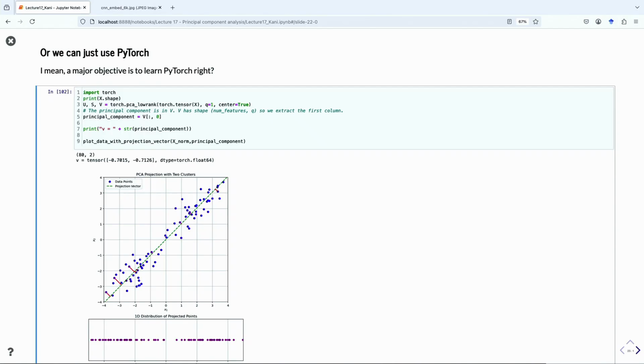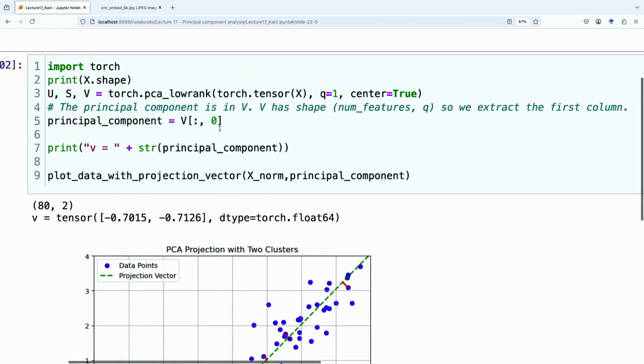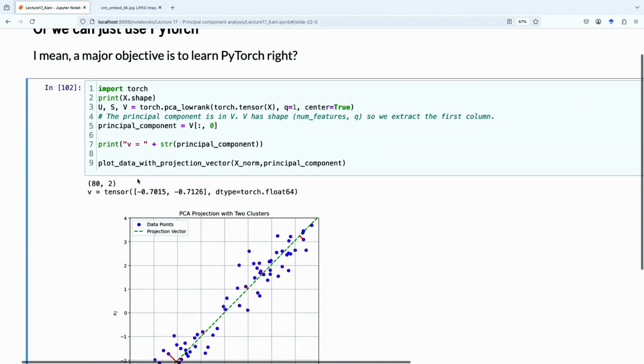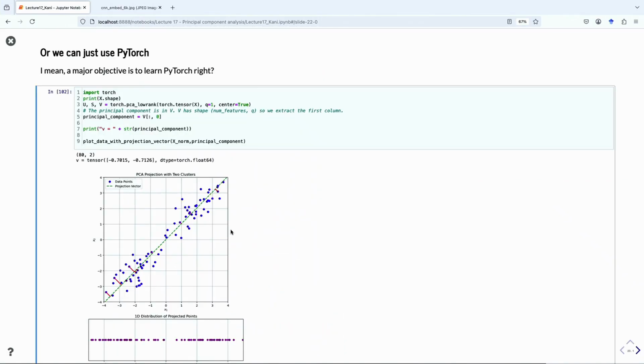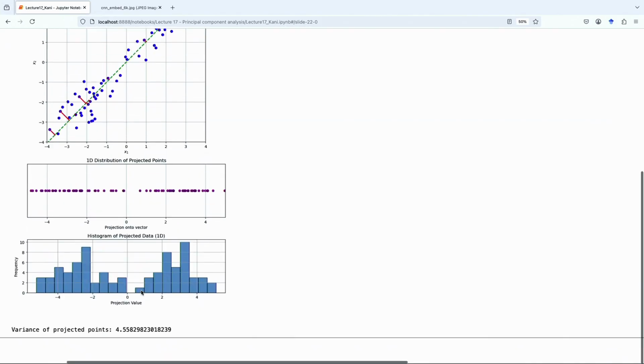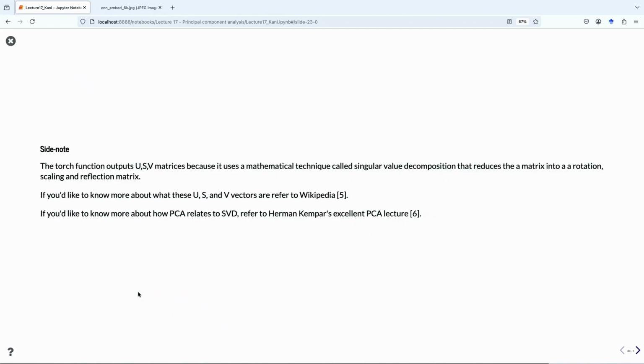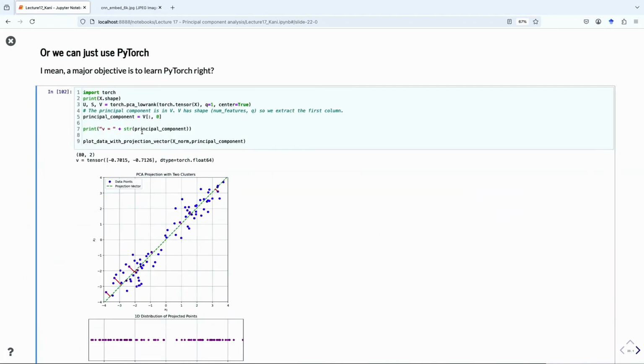So we could do things this way. Again, it's very easy. Yeah, so this whole function makes things much easier. You get the exact same value as doing things semi-manually. So that works. So on a side note, you'll notice that torch.pca_lowrank outputs several vectors: U, S, and V.